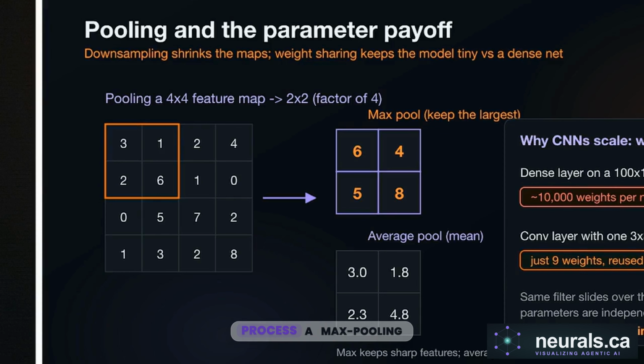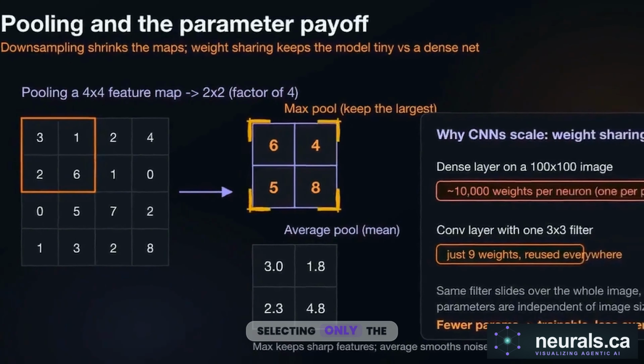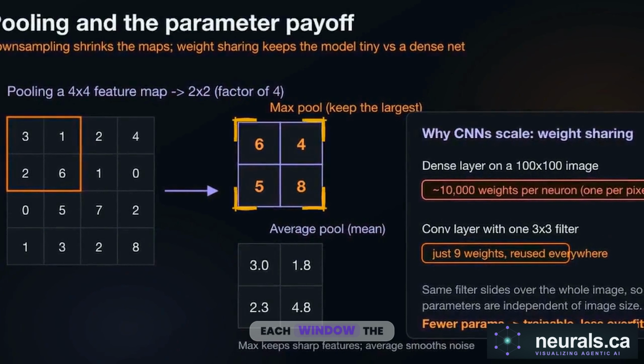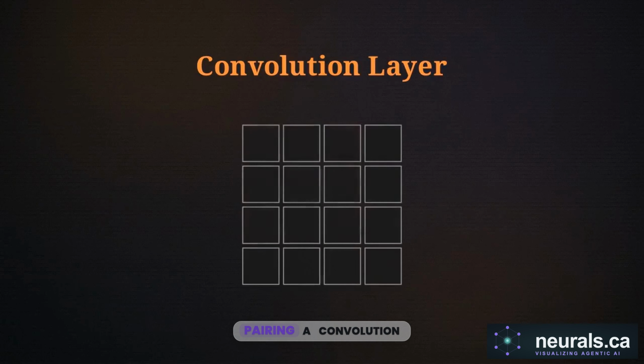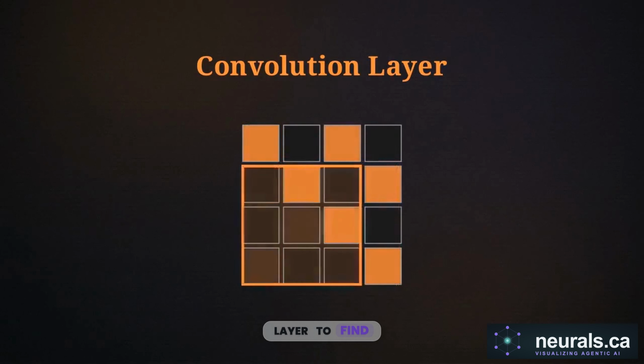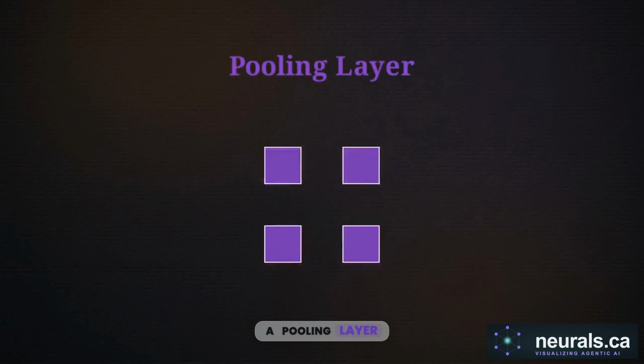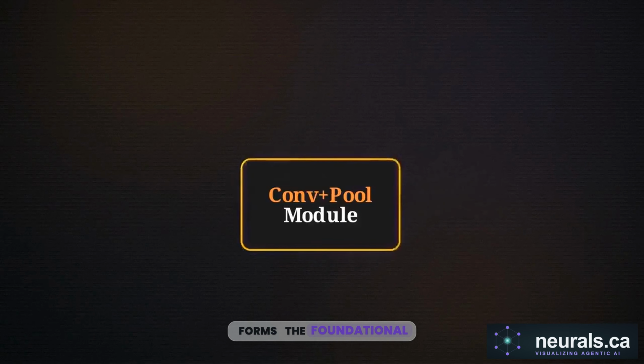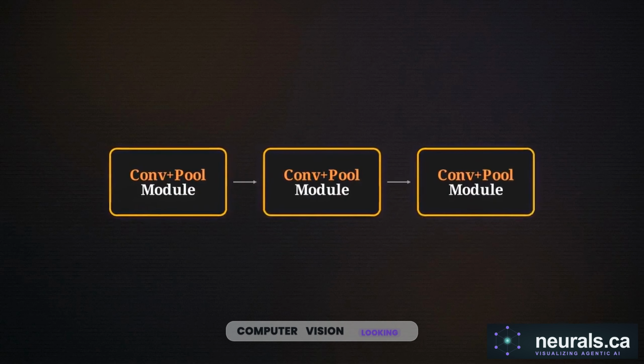Next is the pooling process. A max pooling 2D layer with a 2x2 window shrinks spatial resolution by a factor of 4. By selecting only the maximum value in each window, the network holds on to the sharpest features, discarding irrelevant noise. This specific pairing, a convolution layer to find patterns, followed by a pooling layer to compress them, forms the foundational module of modern computer vision.